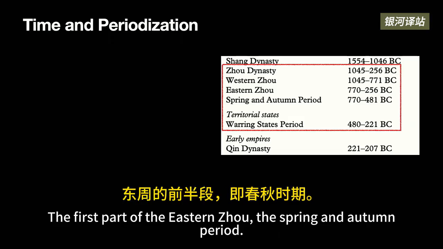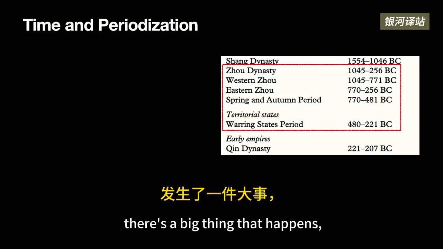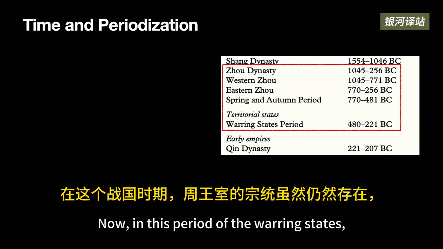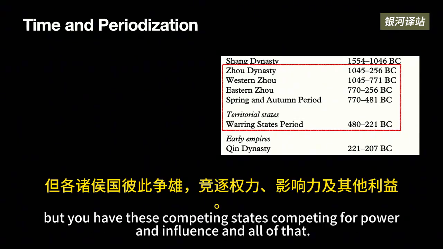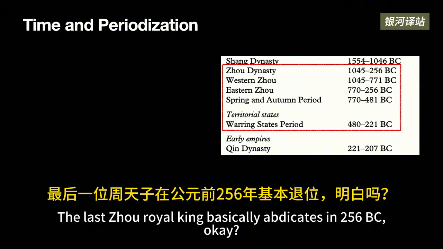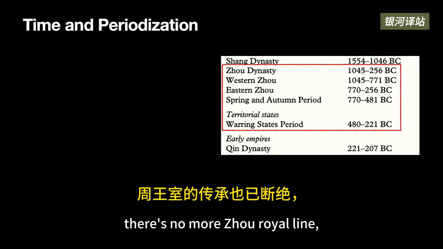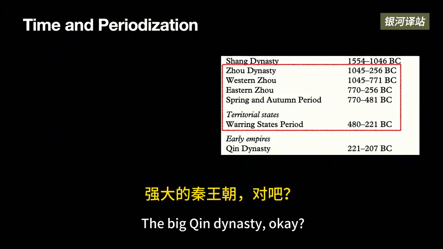So this is the first part of the Eastern Zhou, the Spring and Autumn period. In 481 BC, there's a big thing that happens, and we get this breakout of the quote-unquote Warring States. Now, in this period of the Warring States, you still have the Zhou royal line in existence, but you have these competing states competing for power and influence. The last Zhou royal king abdicates in 256 BC. There's a brief power vacuum where there's no more Zhou royal line, before the unification by the first emperor of the Qin, the big Qin dynasty.